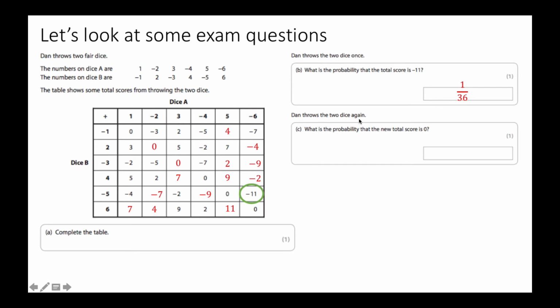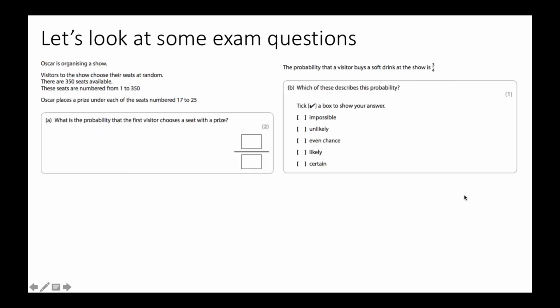Then it says, Dan throws the 2 dice again. What is the probability that the new total score is 0? So now I'm just going to find all the zeros. 4, 5, 6. So there are 6 out of 36 zeros. So that would be our fraction. But we can cancel this down. Okay, 6 divided by 6 is 1, and 36 divided by 6 is 6. So that is our simplified fraction. Okay. All right. So one more for the Edexcel exam, and then I think we're almost finished. So I do apologise. It is a longer lecture than I realised.